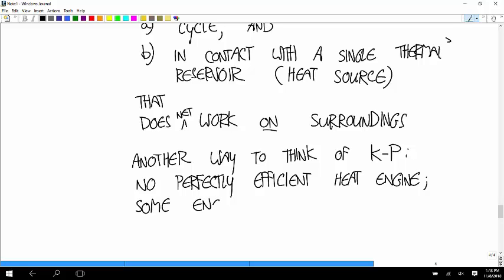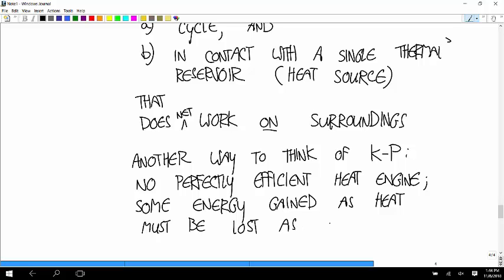So some of the energy that's gained as heat must be lost as exhaust. It's like a poem.